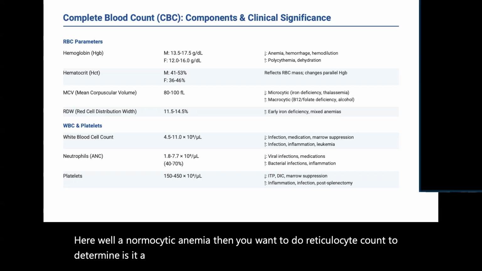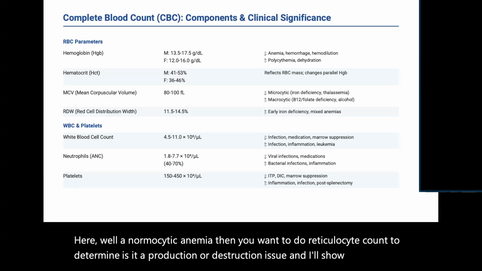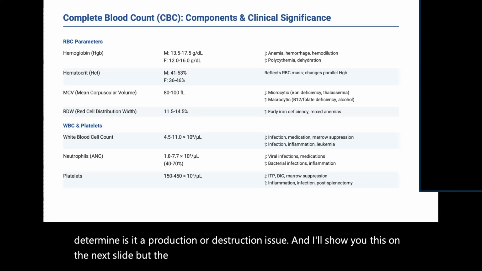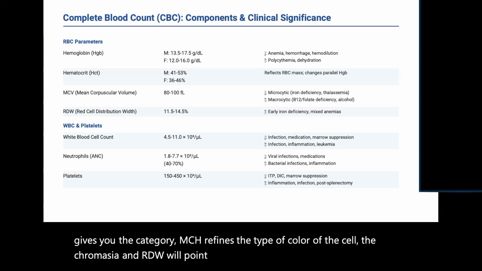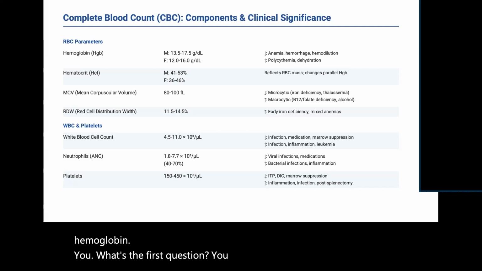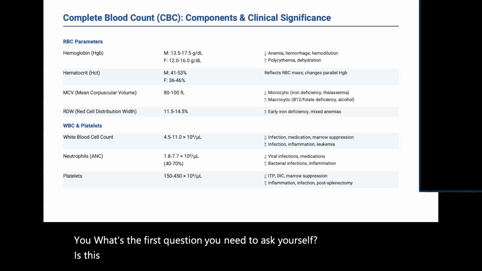I'll show you this on the next slide, but the CBC indices are like a mini diagnostic algorithm. MCV gives you the category, MCH refines the type of color of the cell, the chromasia, and RDW will point you towards the cause. So when you see the hemoglobin value, what's the first question you need to ask yourself? Is this person anemic? That's the first question you need to ask yourself.